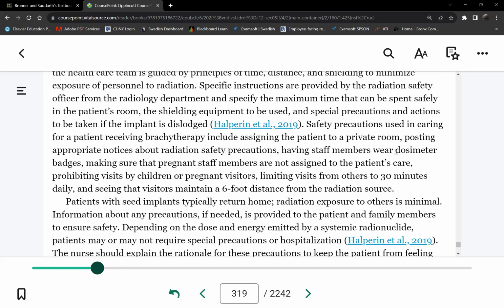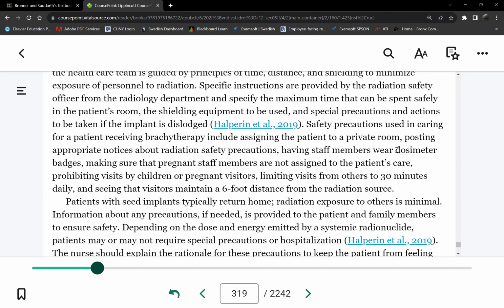This dosimeter badge here is not the same as the lead apron. Let me clarify that. This is not a lead apron. What is a dosimeter badge? This is only a sensor. They wear it on their pocket, on their scrub. It will change color and measures how much radiation they've already been exposed to. So they must wear it, but it doesn't protect them.